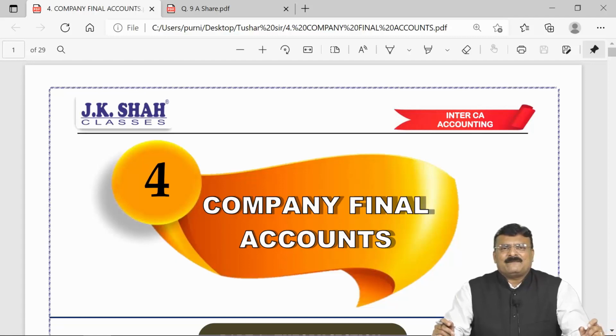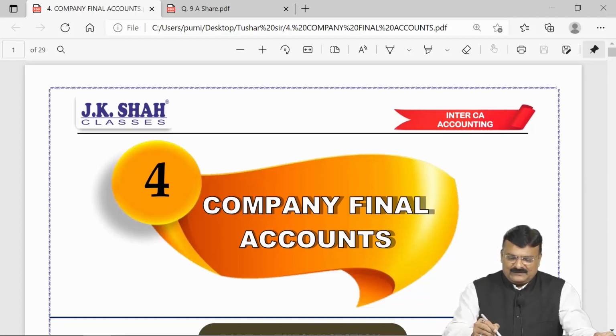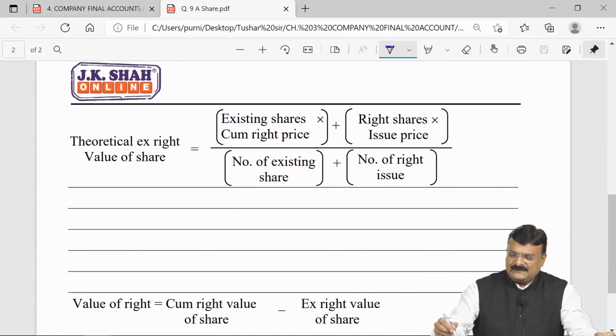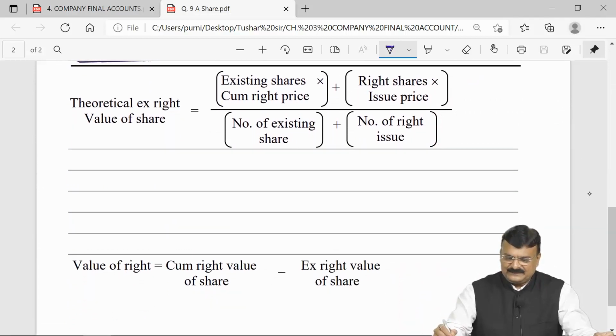Now, how do we find out the value of right share? That is what is there in your syllabus: ex-right value, cum-right value, and from that getting the value of right. When we solve the sums, it is fully based on a formula. Look at the formula.